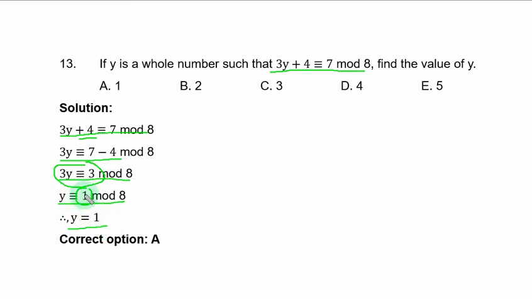Now assuming this 1 is 9, for instance, 9 is not an element in modulo 8, and as such you divide 9 by 8 and you take the remainder. But in this case, the 1 that you have there is an element in modulo 8, so no further operation is needed. A is the correct option.